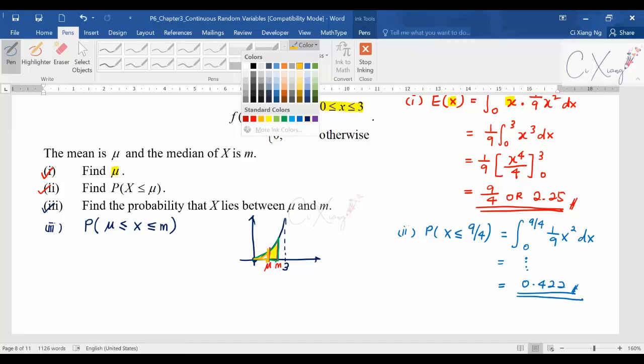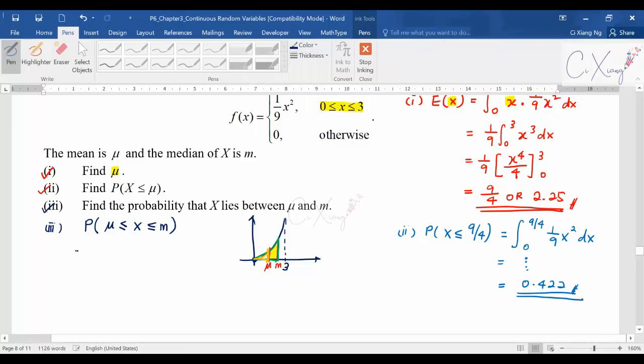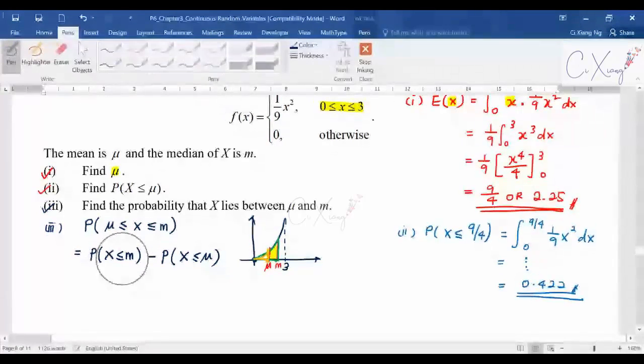So what is the green color area? If you want to write out the symbol for the green color area, it should be x smaller than or equal to m, because it is m and below. And then you want to minus the orange color area. When you want to write out the orange color, what is the value? x smaller than or equal to mu. So if you take x smaller than or equal to m minus x smaller than or equal to mu, then generally you'll get the yellow area that you want to find. So it is very similar to the normal distribution that you learned before.